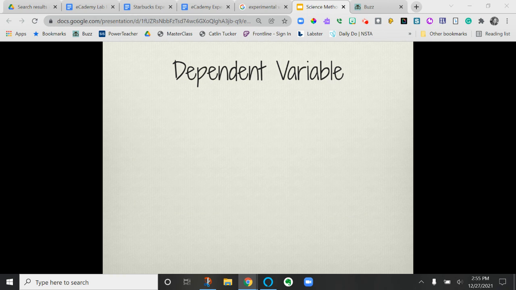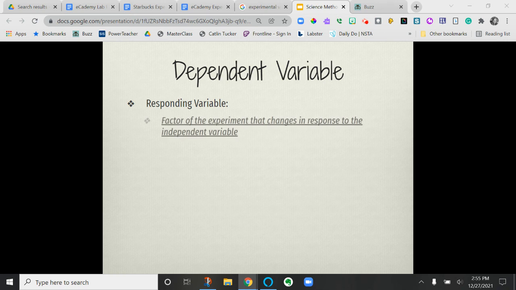Next up is our dependent variable. I like for students to think of data when they think of dependent variables because this variable is always the one being measured. This variable is responding to the changes that were made, aka the independent variable. And not only do we have to know and identify what we will be measuring, but we also have to have an operational definition of that measurement.